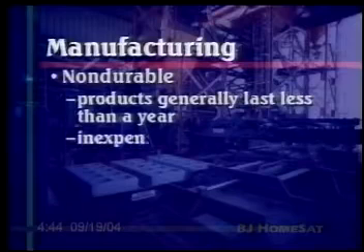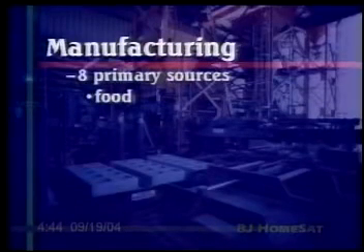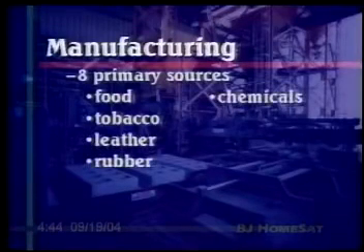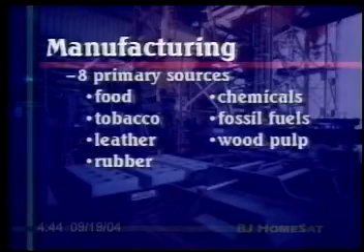They're the ones that are fairly inexpensive that people use for everyday life. And they have 8 primary sources. Food, we need that for life. It's not extremely expensive, especially if you compare it to something like a house. And we need that. It doesn't last very long. We usually eat it within a week or two. Tobacco, leather, rubber, chemicals, fossil fuels like petrochemicals, and wood pulp, things like paper are made from that, and textiles, fibers that can be woven like wool, cotton, things to make clothing.